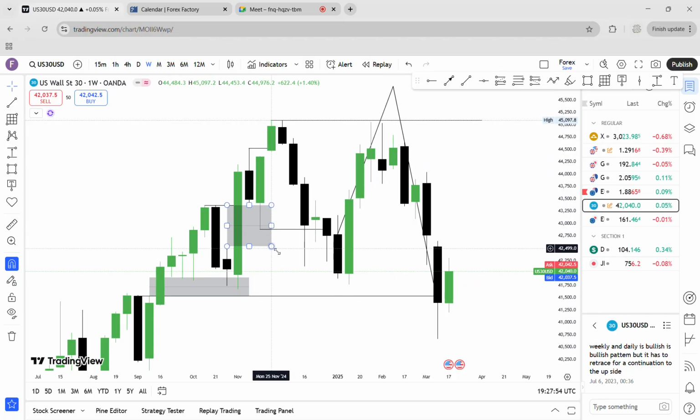Wait. You said 1, 2, 3 candles are balanced? They are overlapping. You can see this high and this low. They were overlapping. Even if there was a gap here, right here.